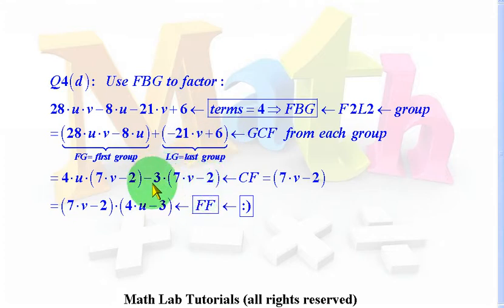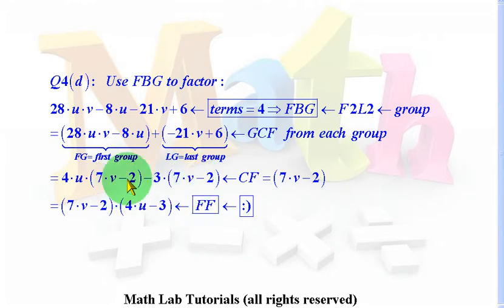So why did I factor out a minus 3 instead of a plus 3? So I can have a common factor. 7v minus 2, 7v minus 2, it's a common factor. If I would have pulled out a plus 3 instead, this would have been minus 7v plus 2. Then you wouldn't have a common factor. So the idea behind factor by grouping is to obtain a common factor between the 2 groups.